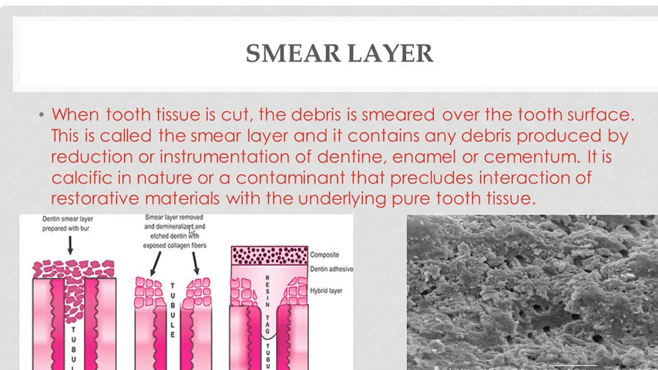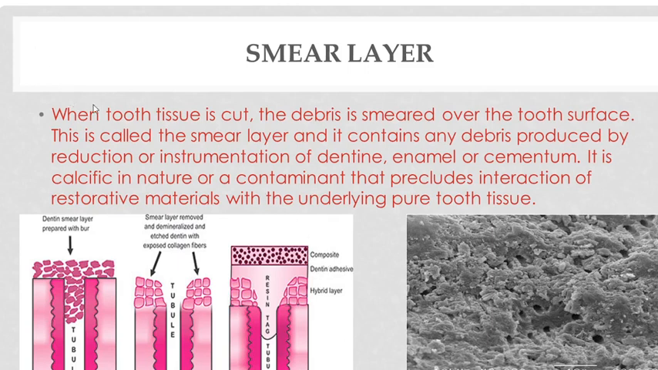So the smear layer here is removed, and we have demineralized and etched dentine with exposed collagen fibers. This is the dentinal tubules. And then finally, this is how it looks after putting the composite, the restoration. So here this is the smear layer, and we call all this hybrid layer. Resin tag tubule, then we have dentin adhesive, and then we have composite.